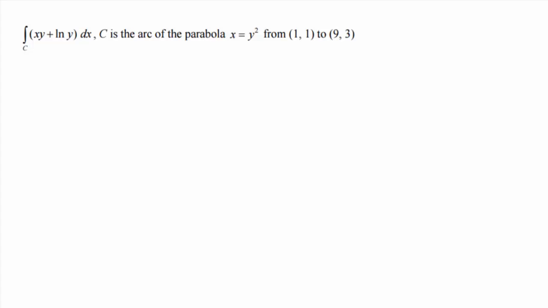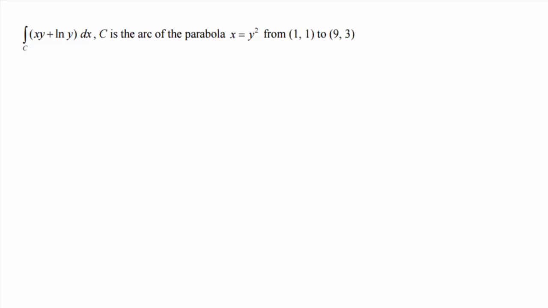Okay, so we are going to evaluate the line integral. When you see the dx, even if there's no dy or dz, you know it's in differential form. So we're going to evaluate the line integral over C of xy plus natural log of y dx, where C is the arc of the parabola x equals y squared from (1, 1) to (9, 3).